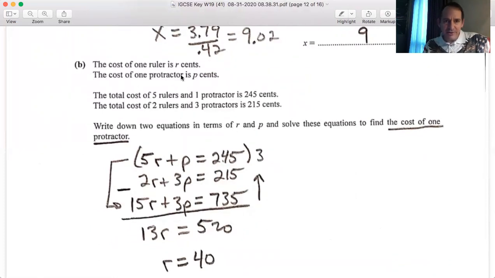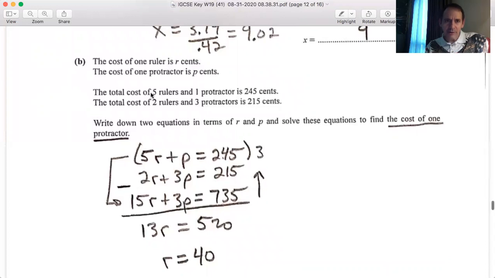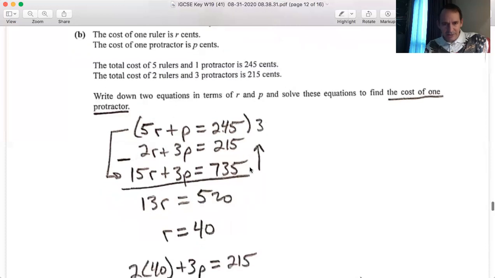Here, part B, the cost of one ruler is R cents. The cost of one protractor is P cents. So the total cost of 5 rulers and 1 protractor is 245 cents. Cost of two rulers and 3 protractors is 315 cents. Write down 2 equations in terms of R and P, then solve these equations to find the cost of 1 protractor. So here we have 5 times R plus 1 times P equals 245. And then 2R plus 3P equals 315. So there we have simultaneous equations.